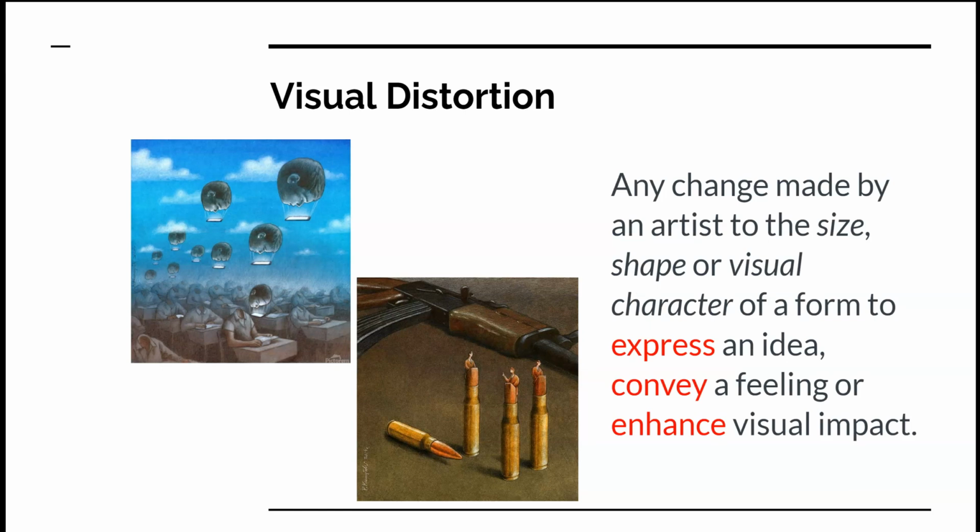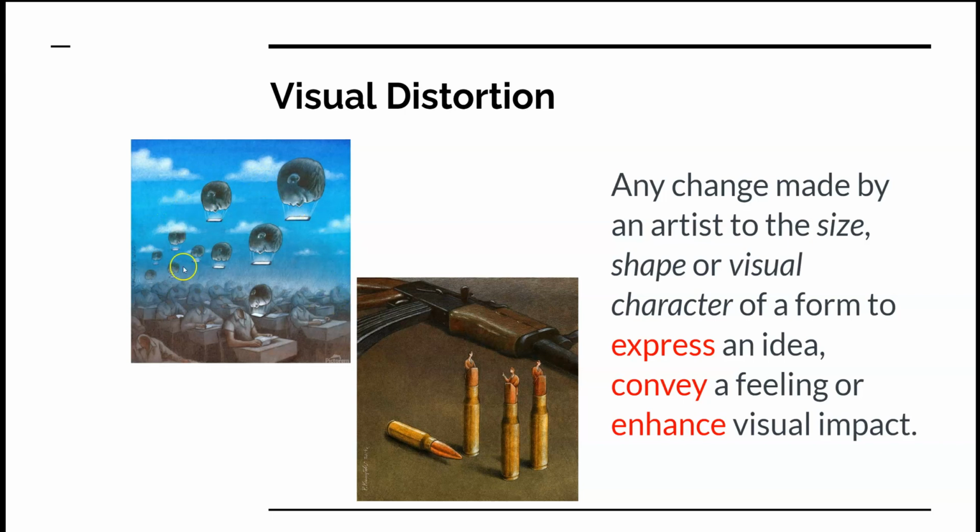Visual distortion is another big term because it covers a lot of ground. Visual distortion is any change made by an artist to the size, the shape, the visual characteristics of a drawing, of an image, of a person to help express an idea, convey a feeling, or visual impact. So we obviously see this in caricature. Caricature cannot exist without visual distortion. And if we're looking at our Kaczynski examples here, we see there's an abstract quality when we're thinking about visual distortion.